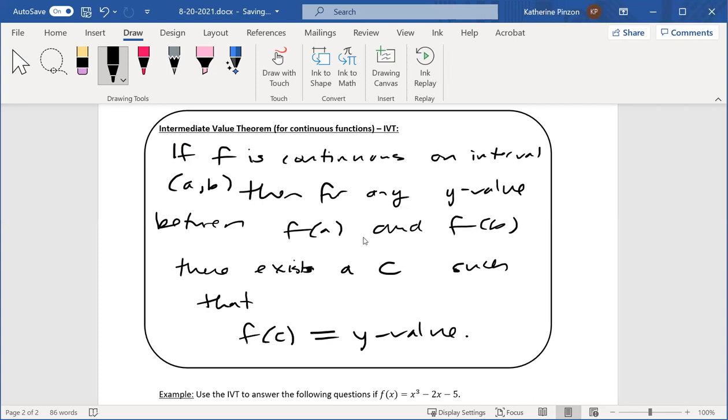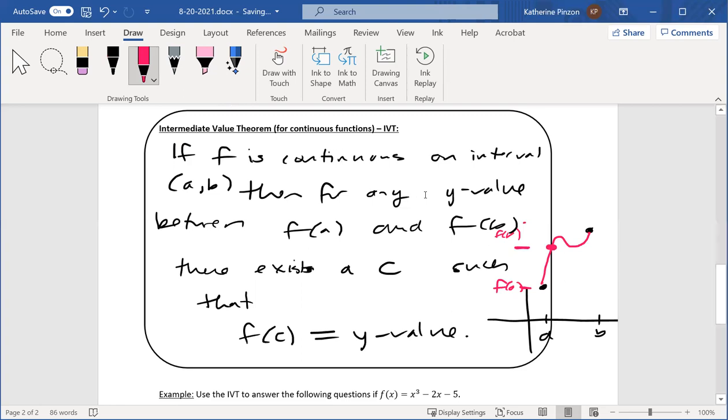Let's think about it in terms of a picture. Here's a, here's b. Here's f of a, here's f of b. Since my function is continuous, any y value I pick between f of a and f of b will get touched by at least one x value. That's what the intermediate value theorem says. Any y value between f of a and f of b will get touched somewhere in that interval because the function is continuous. Otherwise, I could just skip right over that point. If it was discontinuous, put a jump there, skip right over that y value, nothing happens.